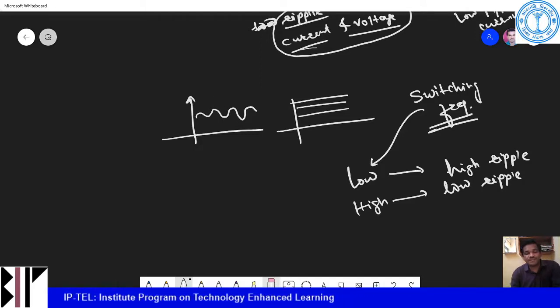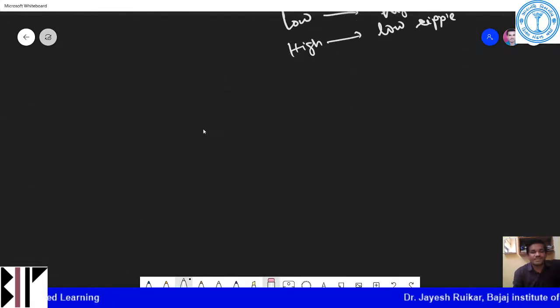One of the examples which I will take in terms of DC converter is the buck converter.